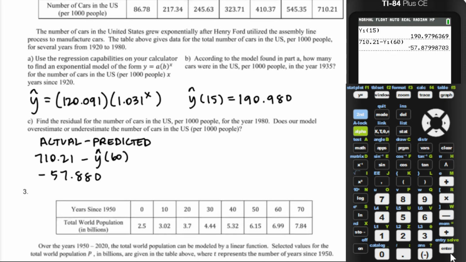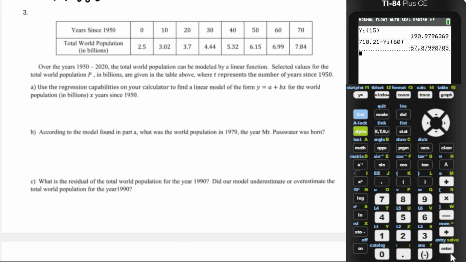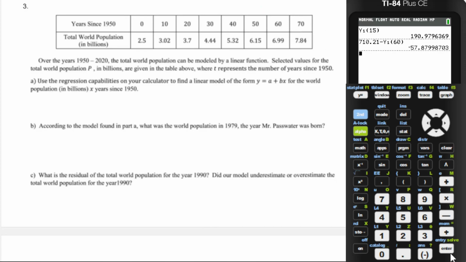Okay, let's do that. Now we've got another one. Another table. We're going to use the regression capabilities, linear model, of the form y equals a plus bx. Okay, well, our calculator can do that for us. So we'll go over here, back to the menu.